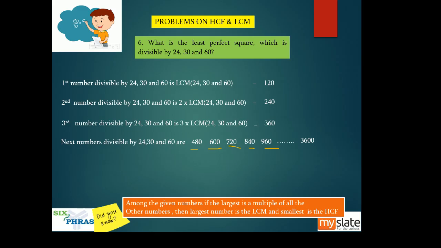Only when it comes to 3600 can you say it is a square number, because 3600 is nothing but 60 into 60. So this is where your knowledge of square numbers and taking square roots will help you. We have a separate course for that, so you can refer to that.